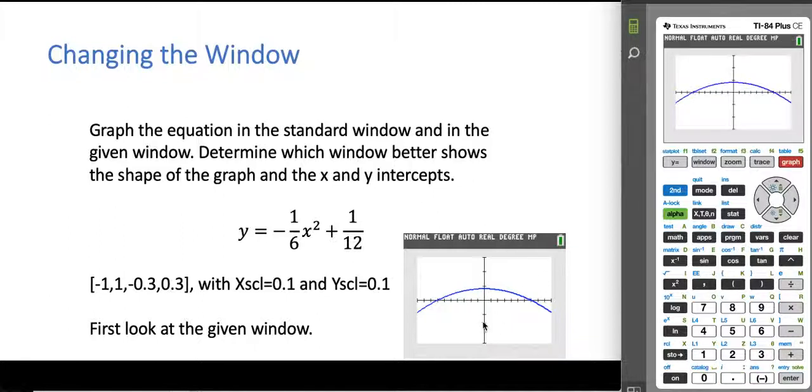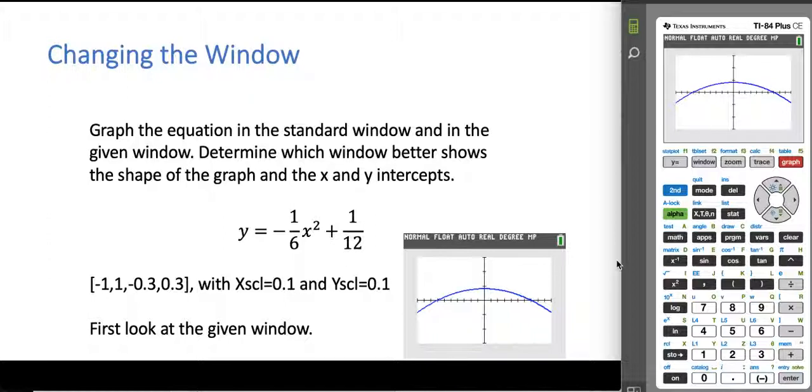Spoiler alert, I already had it graphed here, but you can see the graph on your calculator and notice that this graph is way better. So we can see really, really clearly that the x-intercept is right about here. And if we're counting by 0.1, that's 0.1, 0.2, 0.3, 0.4, 0.5, 0.6. It's about at -0.7. The y-intercept looks like it's just a little lower than +0.1.